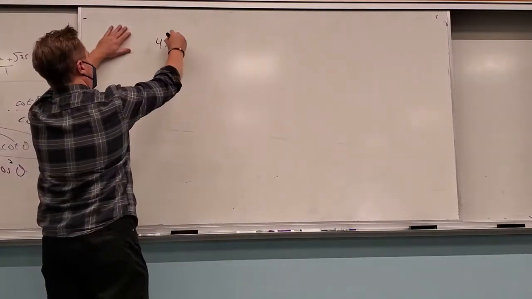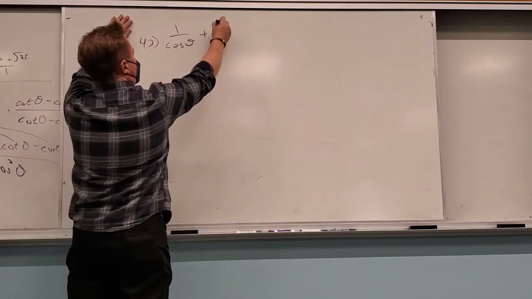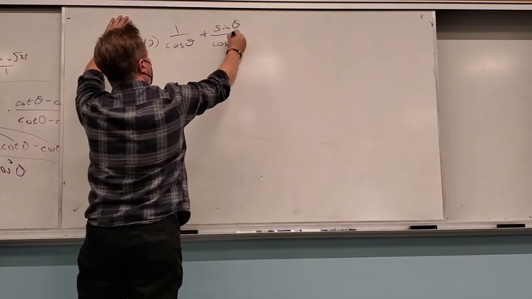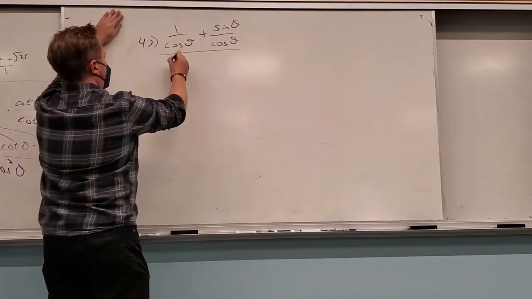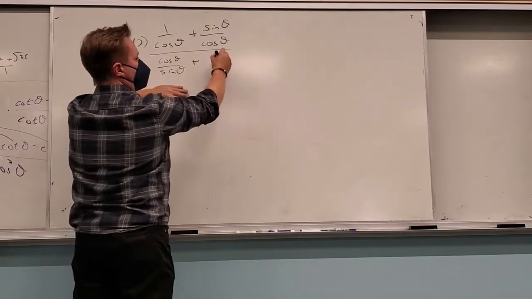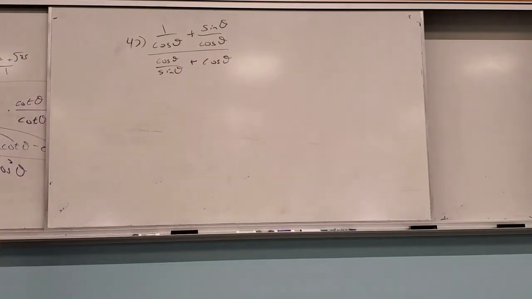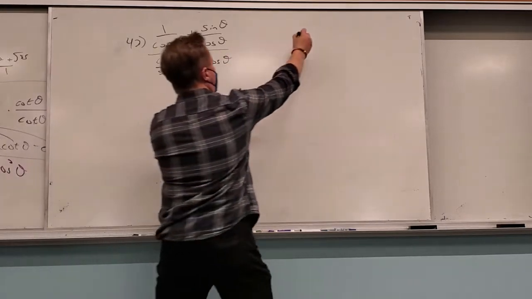So let's rewrite everything in terms of sine and cosine. Secant is 1 over cosine. Tangent is sine over cosine. Cotangent is cosine over sine. Cosine is cosine. Okay. And we're trying to get to secant squared. What's secant squared, by the way?